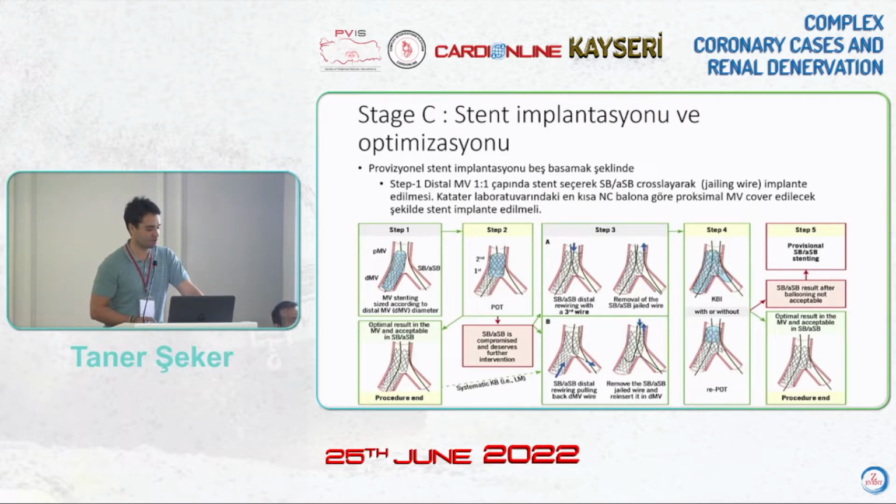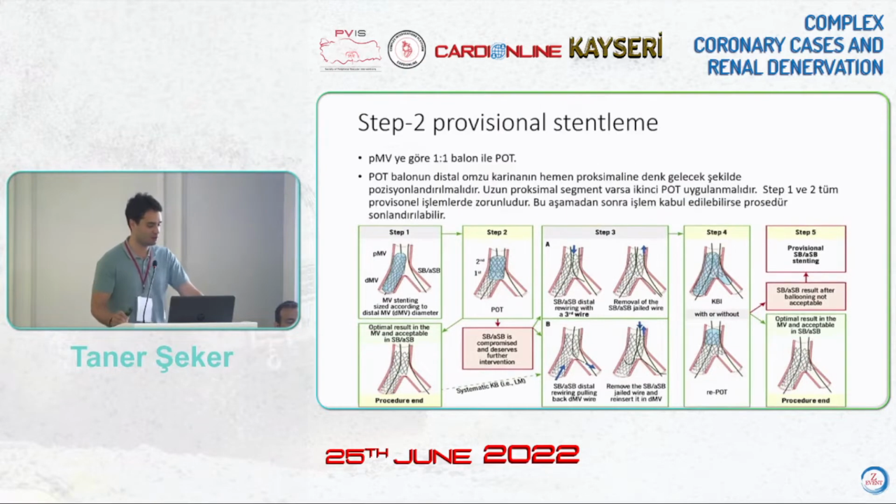There are 5 steps for the provisional stent implantation. In step 1, like in the previous paper, a 1-to-1 stent is selected for the distal main vessel diameter, and we place the stent from the proximal to the distal. And here, the shortest NC balloon must be depended upon to cover the proximal main vessel, and POT will do it. And in order to bypass the harder part, the shortest stent is recommended.